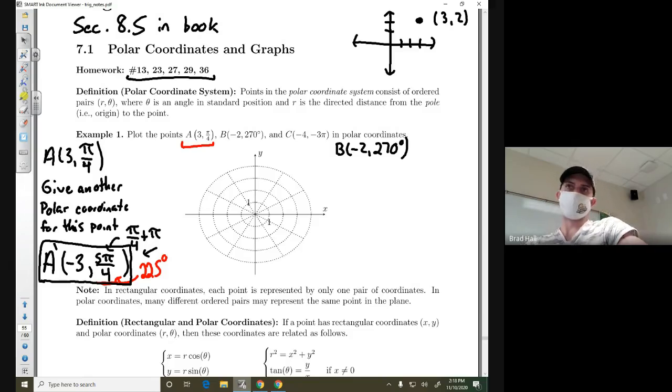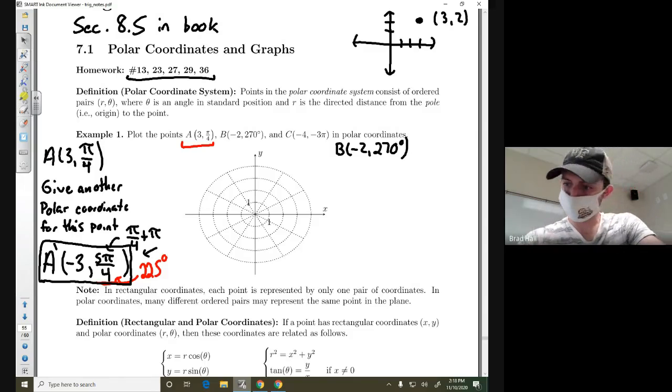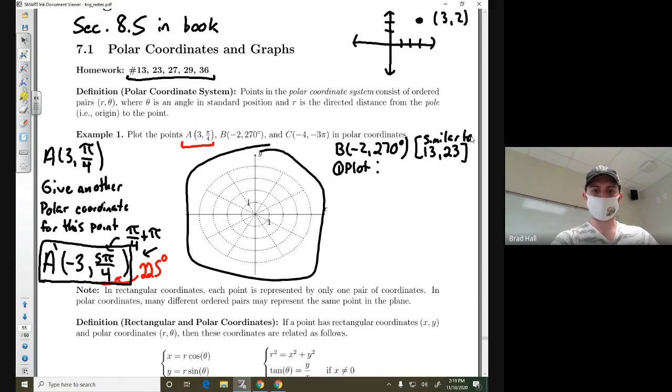So if this were one of the homework questions, like number 13 or number 23, similar to 13 and 23 from the homework, this is the process I would want you to do. I'm telling you to do this. Ignore whatever the book says. One is plot. So you would just draw one of these graphs, exactly right here, for that problem.